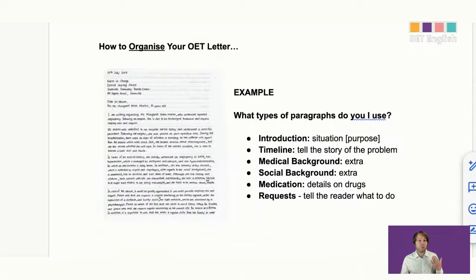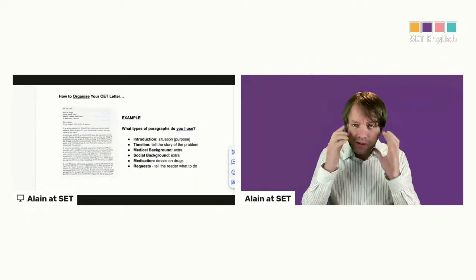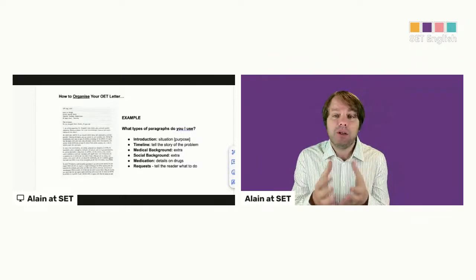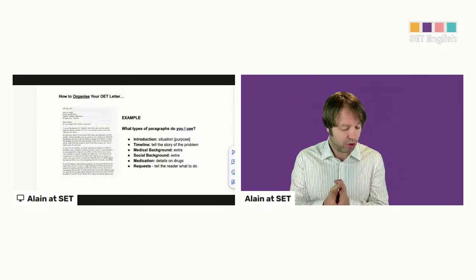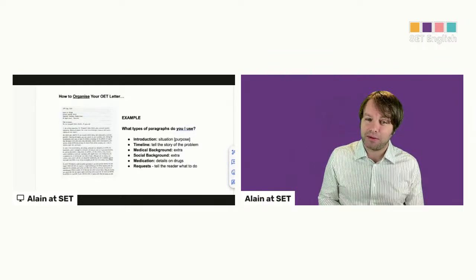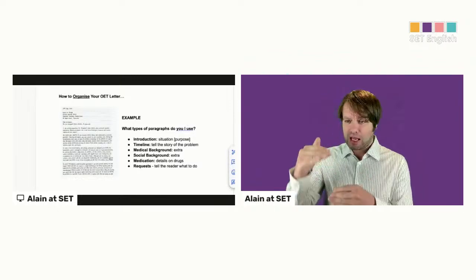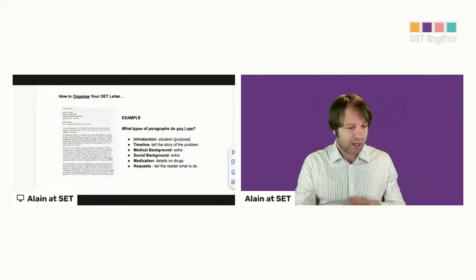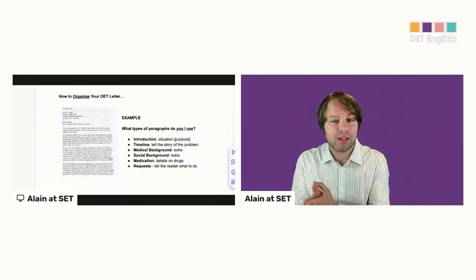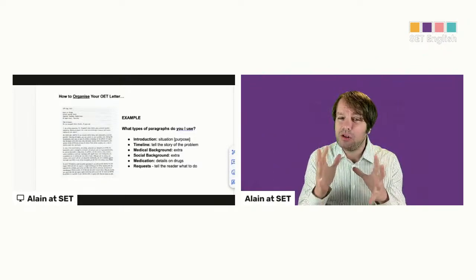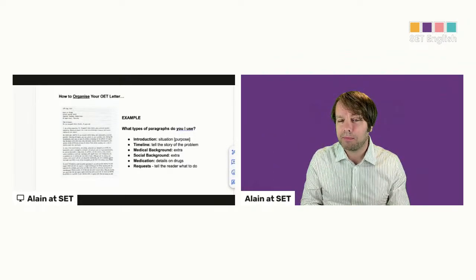So, guys, look, when it comes to organizing your letter, I think the main thing to understand about OET writing is, well, has anyone here ever studied IELTS before? I'm sure there are probably many people on the chat who have also studied IELTS, okay? In IELTS, there is a very strict way to organize your letter, right? Advantages and disadvantages letters, we do it like this. Problem, solution, we do it like this. That's not true in OET, okay?